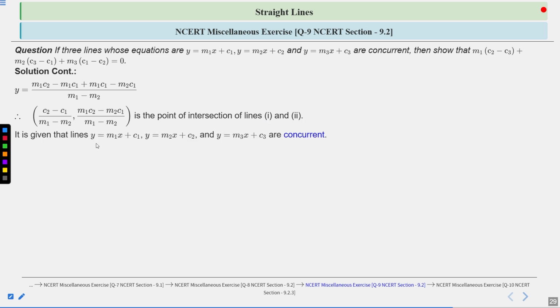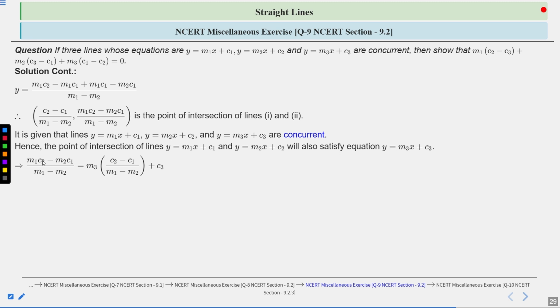It is given that the lines y = m1x + c1, y = m2x + c2 and y = m3x + c3 are concurrent. So what does concurrent mean? The point of intersection of the lines y = m1x + c1 and y = m2x + c2 will also satisfy the equation y = m3x + c3. That means the point of intersection of any two lines will also satisfy the third line's equation. That is called concurrent lines.